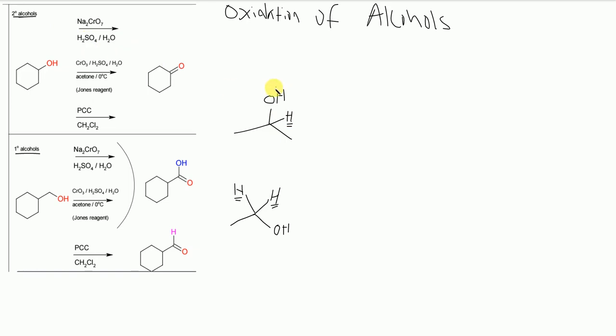Okay? So let's look at the first one. Okay, so for secondaries, and then I'll look at primaries in a second. So what you guys need to know, for secondaries, for every single one of these reactions, okay, so I have Na2Cr2O7, H2SO4, H2O. I have CrO3, H2SO4, H2O, acetone, 0 degrees, called Jones. You can write this out in synthesis or in reactions. You can use the name Jones, okay?